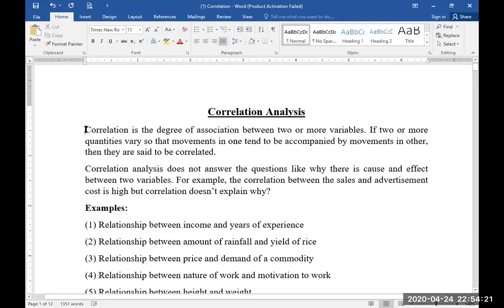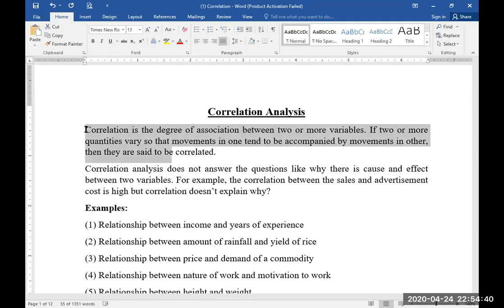Correlation analysis is the degree of association. It tells the degree of association between two or more variables. If two or more quantities vary so that movements in one tend to be accompanied by movements in the other, then they are said to be correlated.